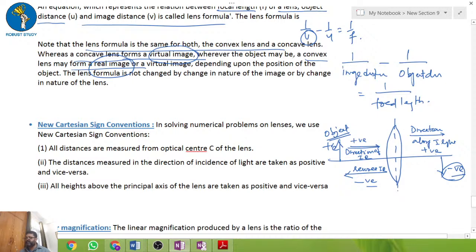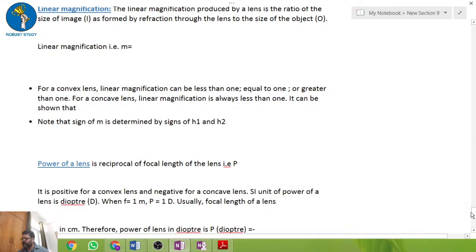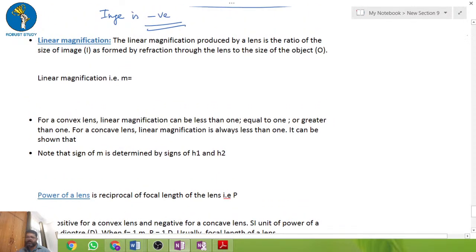So this thing you have to remember: all distances are measured from the optical center, and the direction measured in the direction of incident ray is taken as positive. The height of the object is always positive, and the image height is negative. We have to remember this, the Cartesian sign convention. Particularly these words, along, direction of, you have to figure out when you solve a numerical problem. Now the last point is linear magnification.